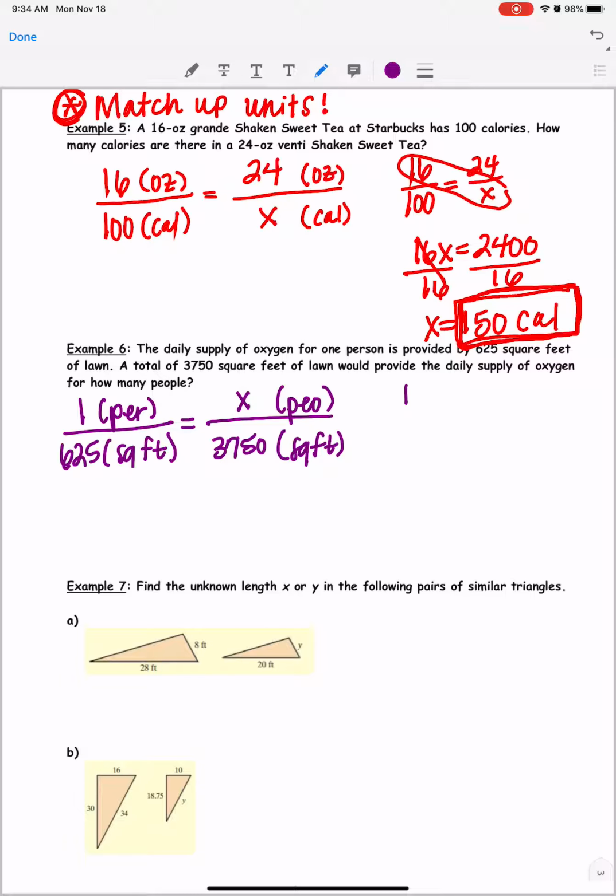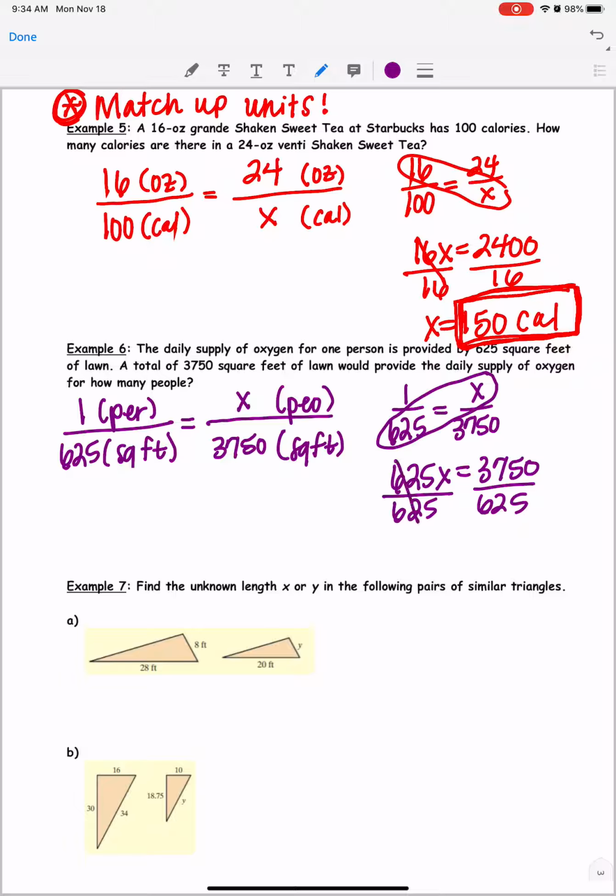So I'm going to rewrite this without my units. We've got 1 over 625 equals x over 3750. We're going to cross multiply. Here we've got 625x equals 1 times 3750 is 3750. Divide both sides. And so we've got x equals 6. But what does that 6 represent? x represented my number of people. So that is the daily supply of oxygen for 6 people.